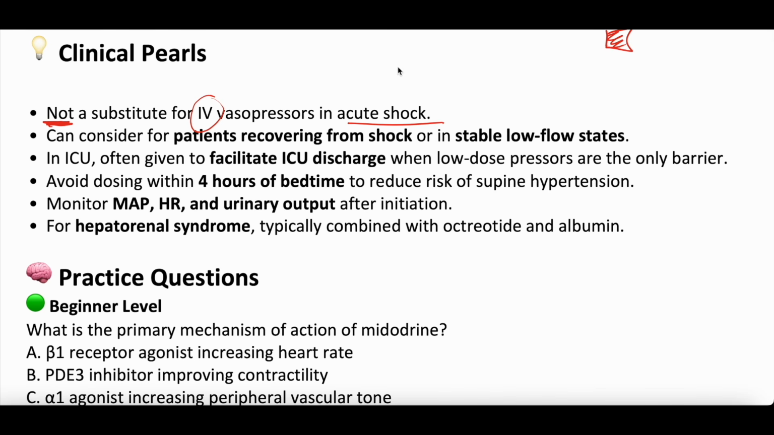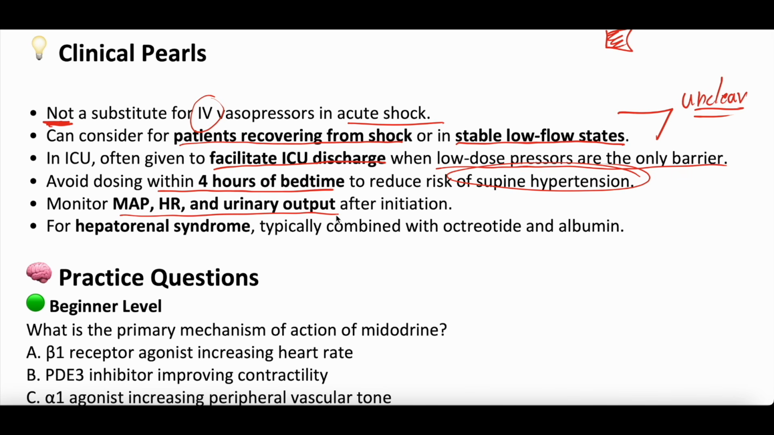You can consider Midodrine for patients recovering from shock who are on stable, low doses of vasopressors, and you can consider starting it in these patients as a way to try to facilitate ICU discharge or weaning off their low-dose vasopressors. But even this is unclear if Midodrine helps this, right? The studies are unclear if Midodrine is effective for this, but this is the patient population you can consider trying it in. Okay. Consider avoiding dosing within 4 hours of bedtime because of that risk of supine hypertension.